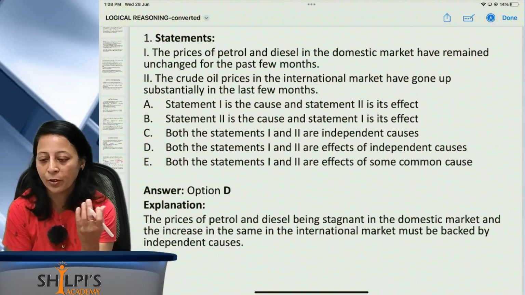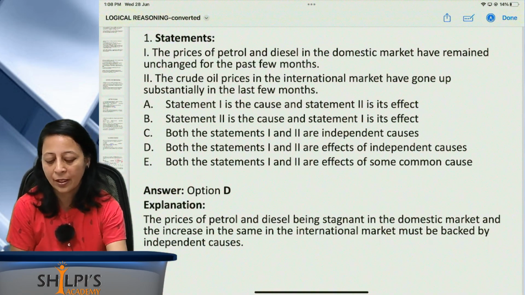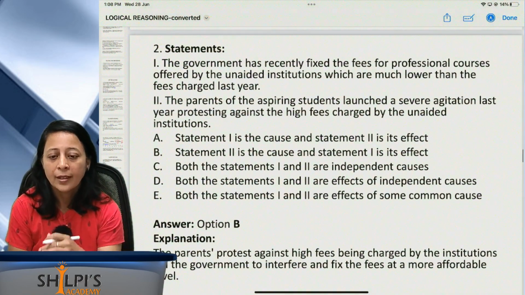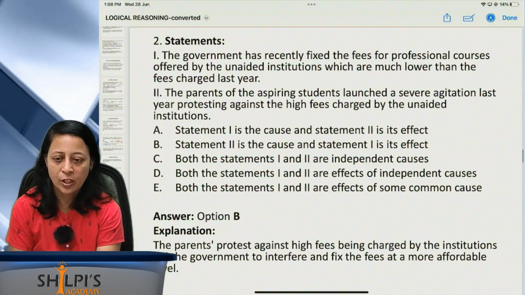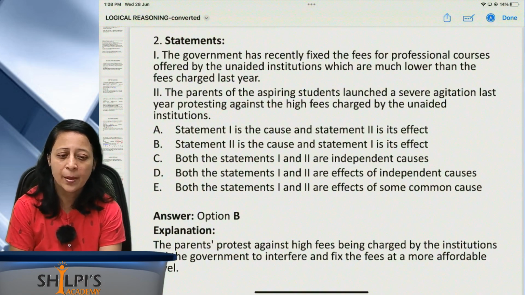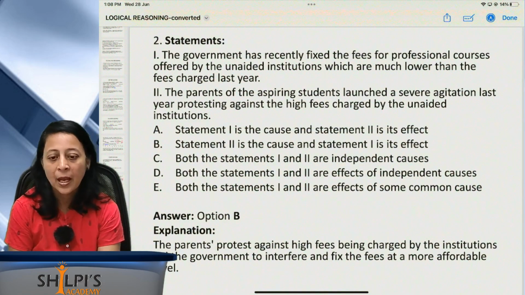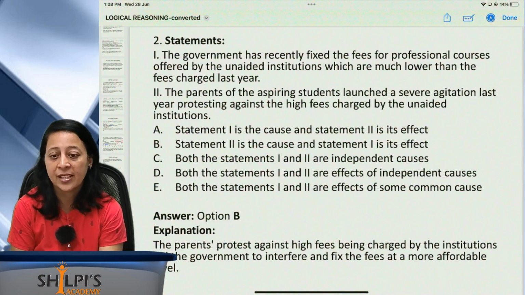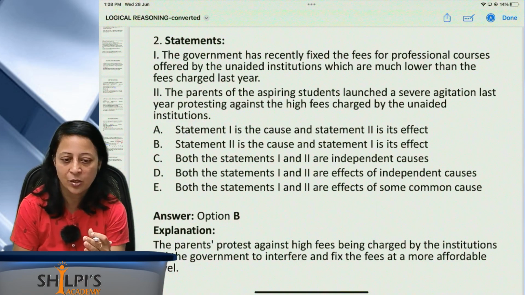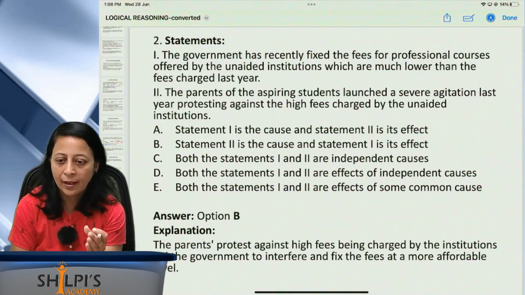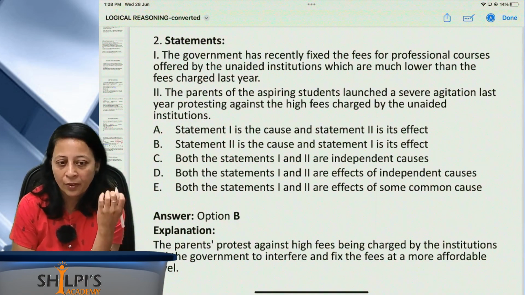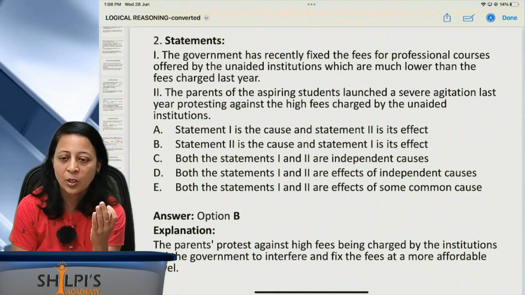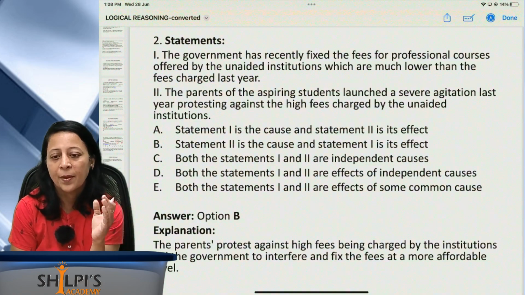Okay, likewise you have to find the inference or the conclusion or the relationship between the statements. The government has recently fixed the fees for professional courses offered by the unaided institutions, which are much lower than the fees charged last year. The parents of the aspiring students launched a severe agitation last year protesting against the high fees charged by the unaided institutions. Yes, of course, you can see that both are related to the protest over the fees. So it is interrelated. Statement 2 is the cause and statement 1 is the effect.